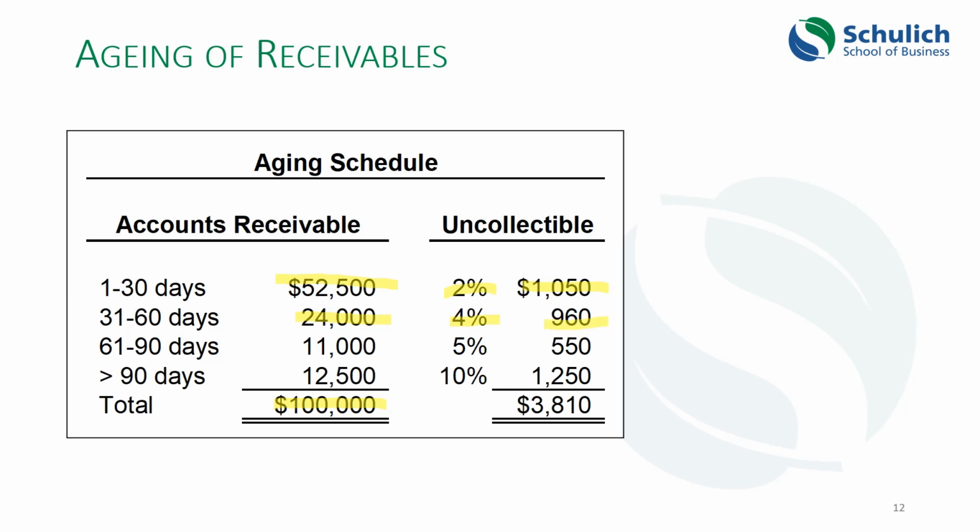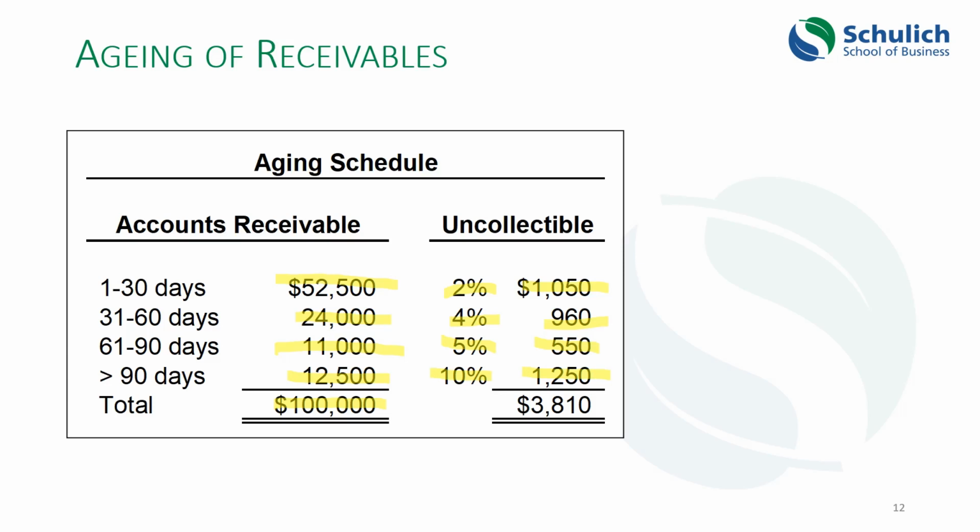In the 60 to 90-day category, those invoices that are 2 or 3 months old, in this case, we've got $11,000 of total invoices. And our experience is that it's slightly worse. We're running into about a 5% likelihood that they won't get paid. And that gives us a $550 number when you multiply those out. And in the greater than 90-day category, so invoices that are more than 3 months outstanding, we know from past experience that there's a 10% chance that we're not going to collect. And that gives us a $1,250 estimate for that category.